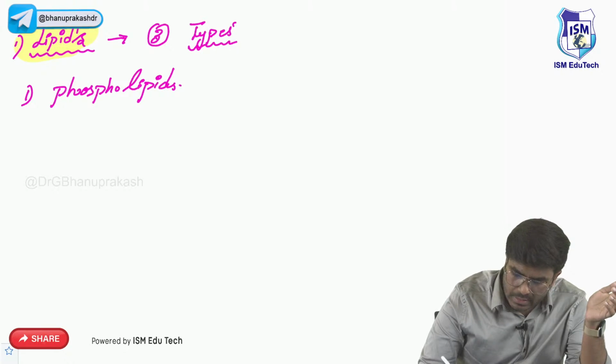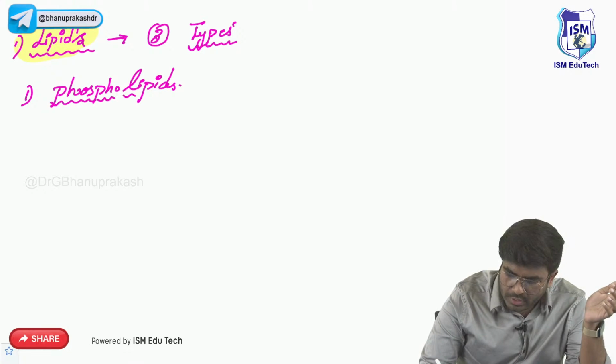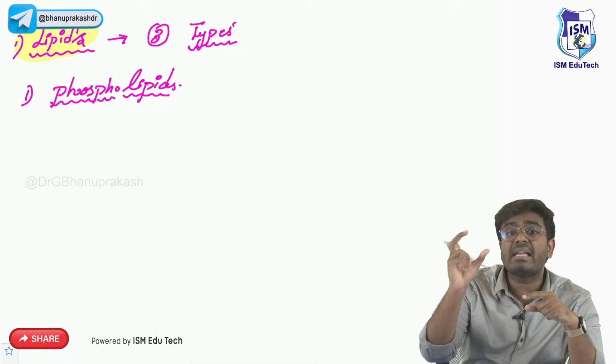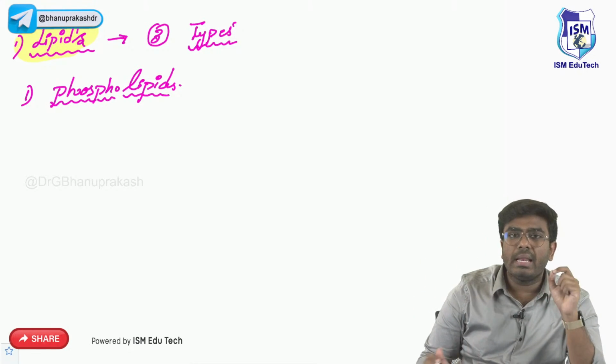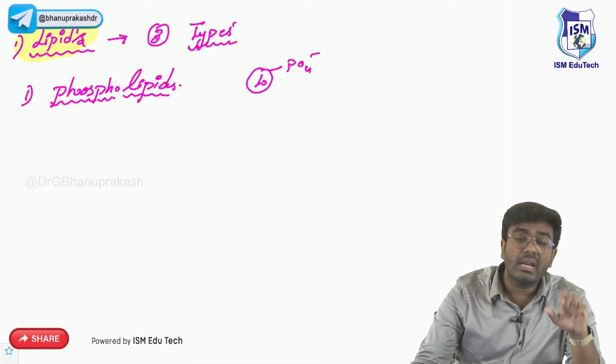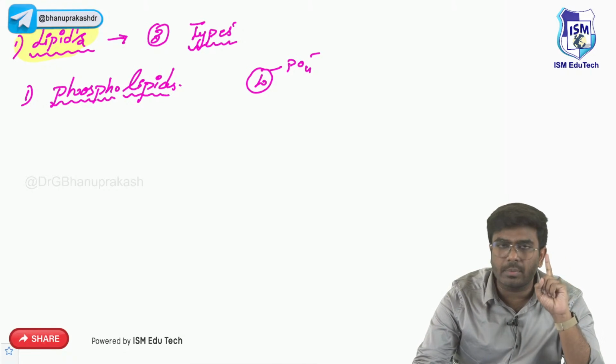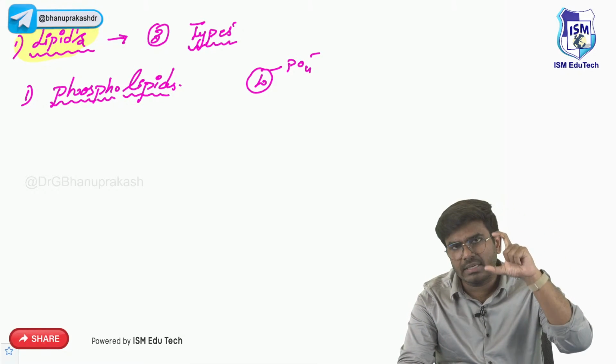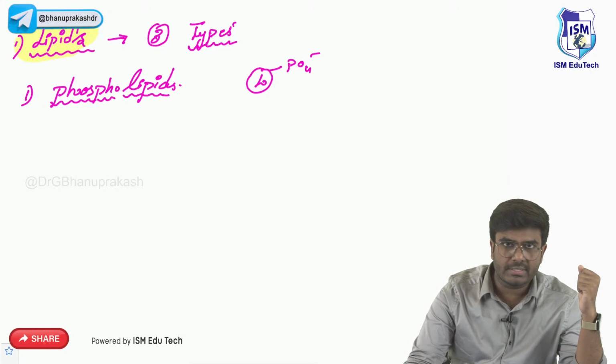Phospholipids. Now, in the name itself, it's very clear. Phospholipid means it's a lipid which is attached with a phosphate group. A lipid which is attached with the phosphate group is called a phospholipid. There are different types of phospholipids present in the cell membrane. Phospholipid is not one single thing.